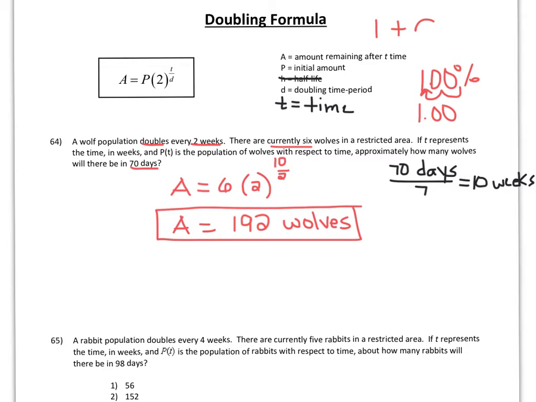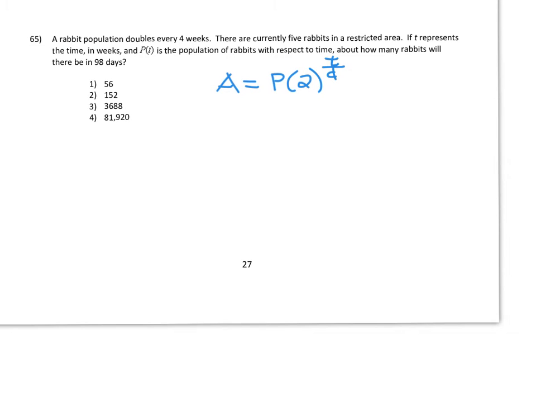Okay, number 65 is very similar. So I'd like you to hit pause, try that out on your own, and then you can check your work with mine. Okay, so I'm going to go through it. So it says a rabbit population doubles every 4 weeks. Okay, so it doubles every 4 weeks. So now that we know how the formula works, I know that that 4 is what I'm going to plug in for the D.